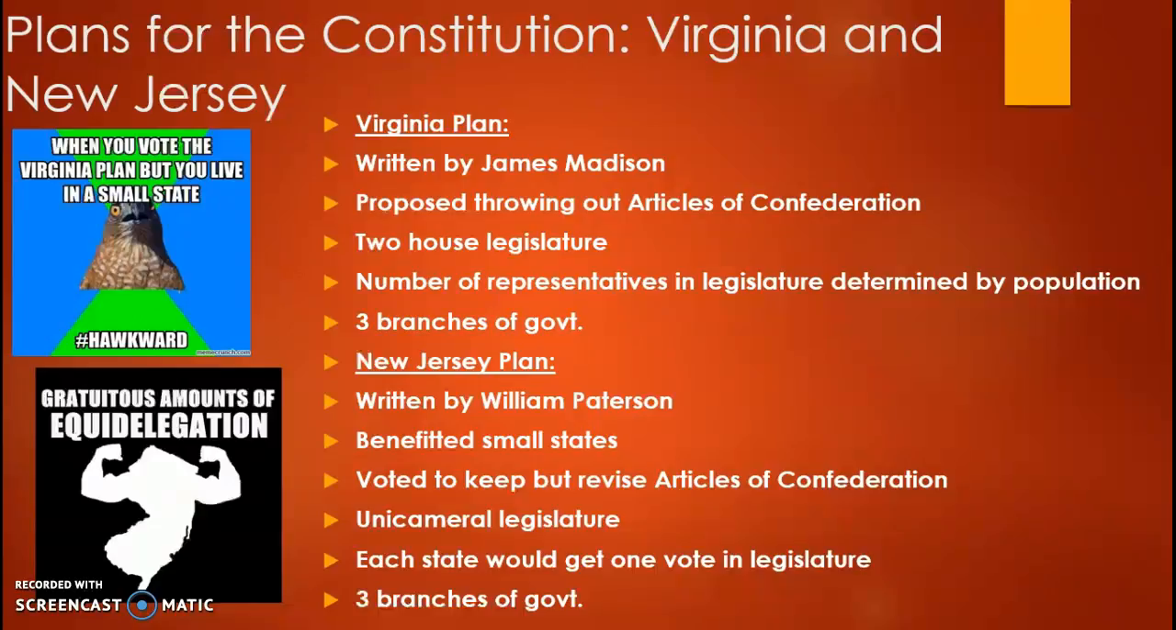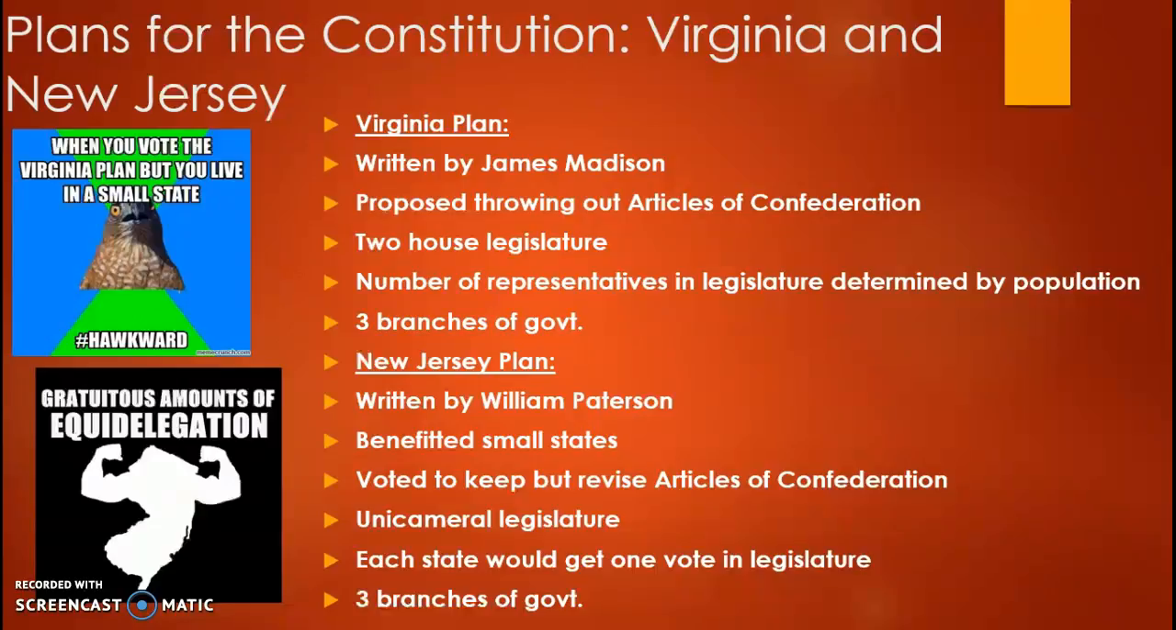The Virginia plan, right, was written by James Madison. So he was one of the Federalists. He decided to just completely throw out the Articles. His plan proposed two house legislatures. So that means like two houses of Congress, kind of like what we have now with the Senate and the House of Representatives. However, he wanted the number of representatives and legislators to be determined completely by population. And he agreed that three branches of government were needed. We needed a court system in addition to Congress, and we also needed a president.